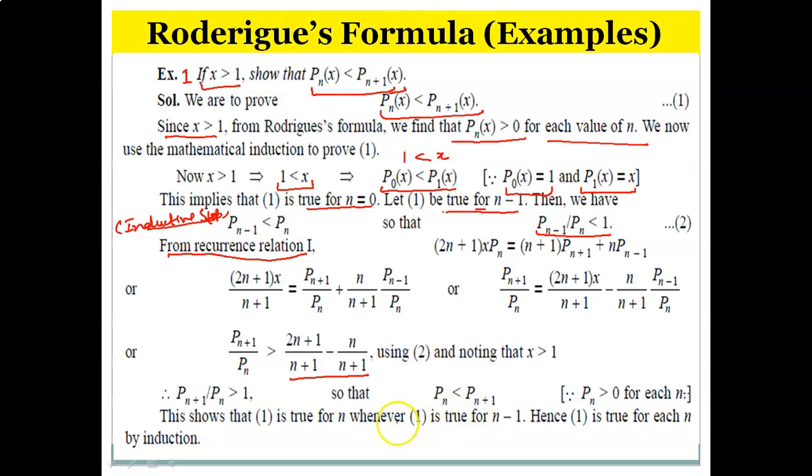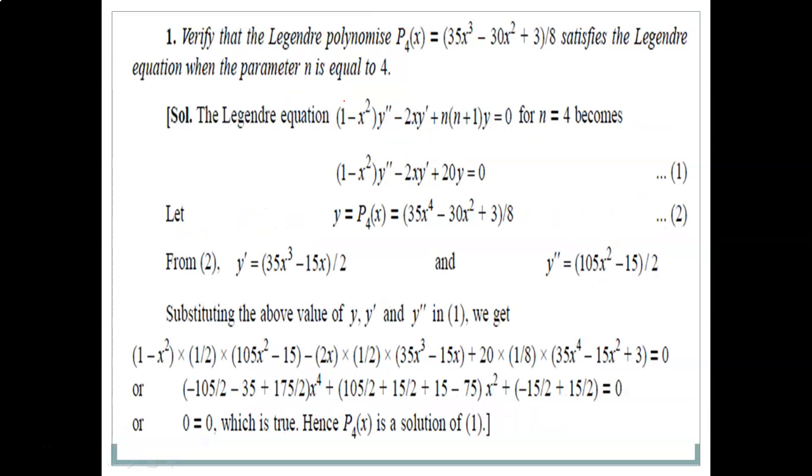Hence the result is true for n whenever it is true for n minus 1, because you have considered that it is true for n minus 1, and this step is called the inductive step. So in this way we have established the relation using the principle of mathematical induction. So we can say that for x greater than 1, Pn(x) is less than P(n+1)(x). So this is the proof of this result.